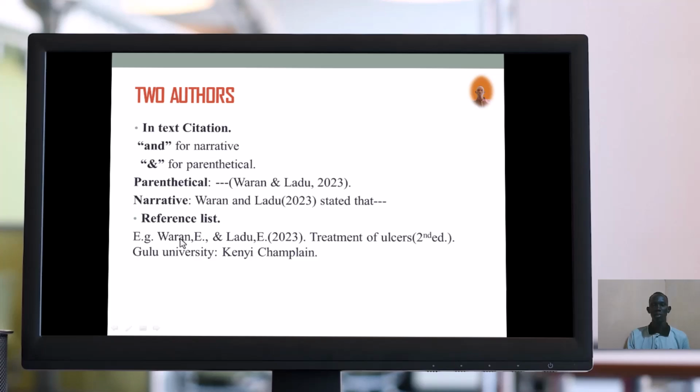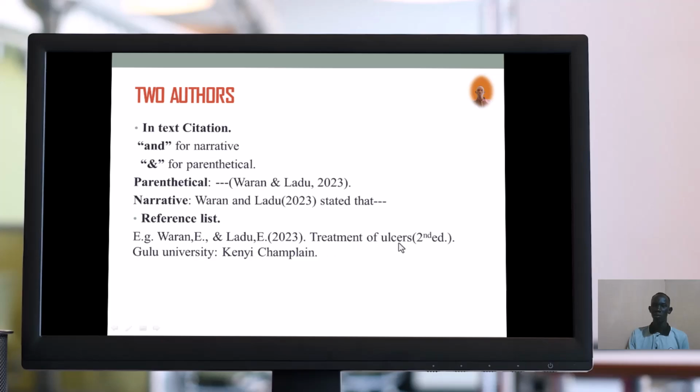I put first the last name of the author, for the first author, then the initial, you put a dot, you put a comma, and you put this symbol and you go to the last name of the second author, you put a comma, you put the initial of the second author, you put the dot, then you put the year of publication in bracket.